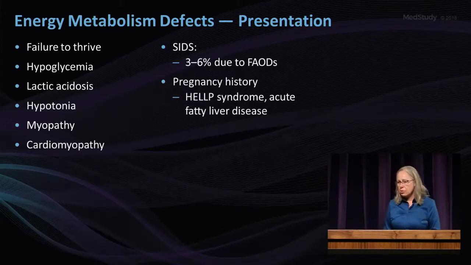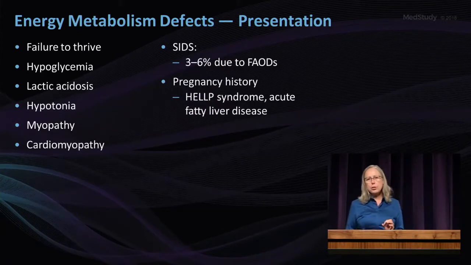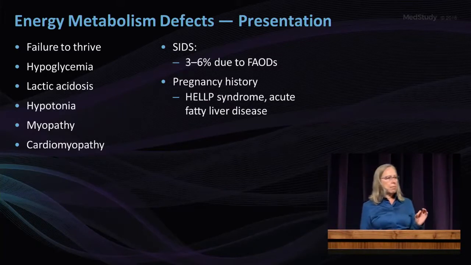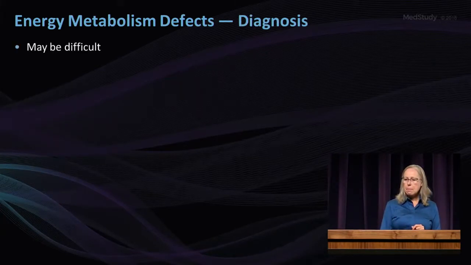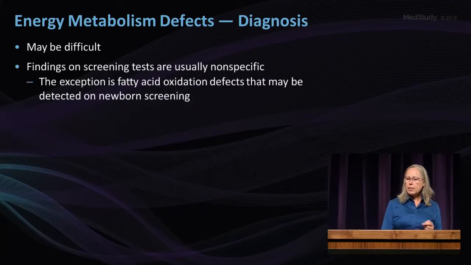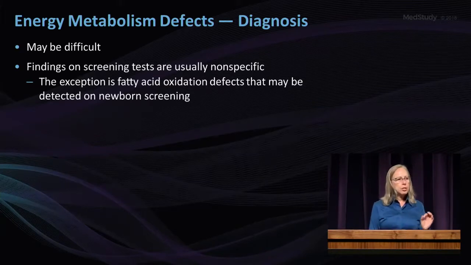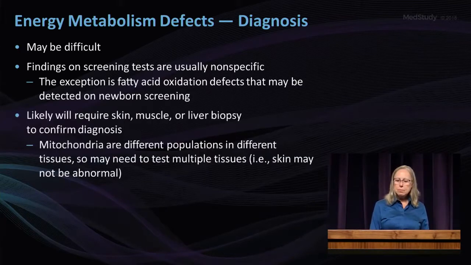Look at the pregnancy history. If mom had HELLP syndrome or acute fatty liver disease, that may be a sign that there's a problem in the baby and mom is a carrier, and that was enough to trip her over the edge to be symptomatic. The diagnosis can be difficult. Findings on screening tests are usually nonspecific, and the exception is the fatty acid oxidation disorders, where we can pick them up on newborn screening with the acylcarnitine profile.